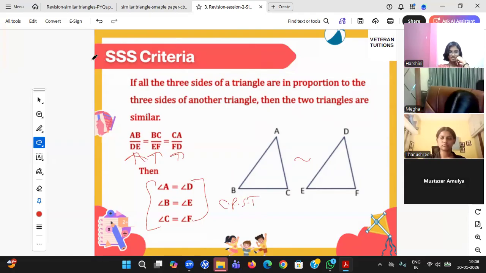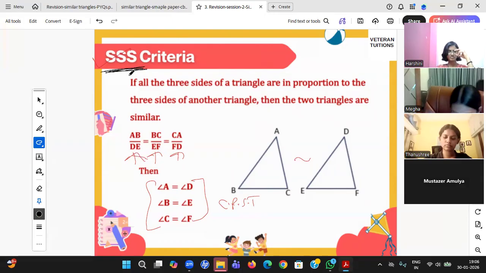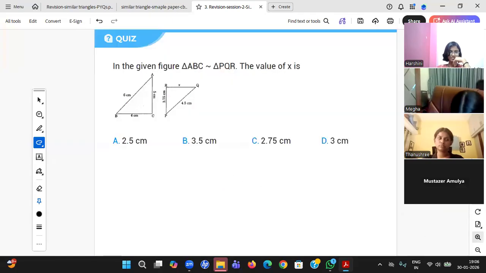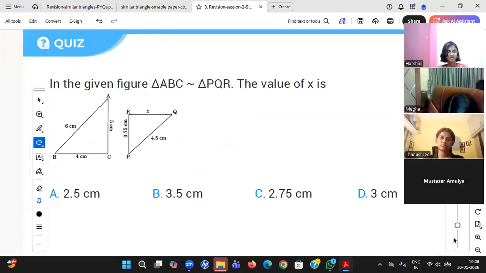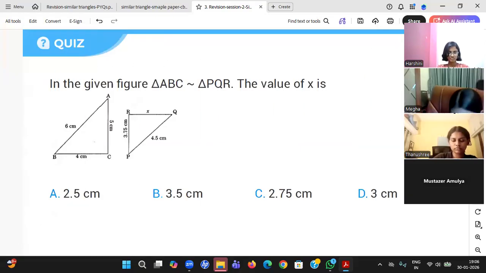So don't go and check the theorems. The theorems are not important. In the regular session, I have proved the theorems: why SSS criteria, why AA criteria. But again, they are very complex. You can't expect such complex theorems in the exam. So try to do this question, students. He is saying they are already similar, and he is asking the value of x, and x is nothing but a distance, so obviously you need to bring in the distance formula.